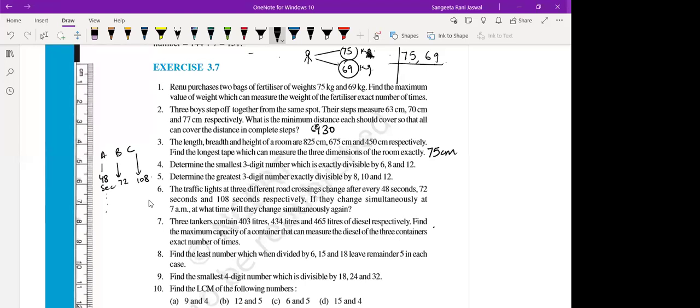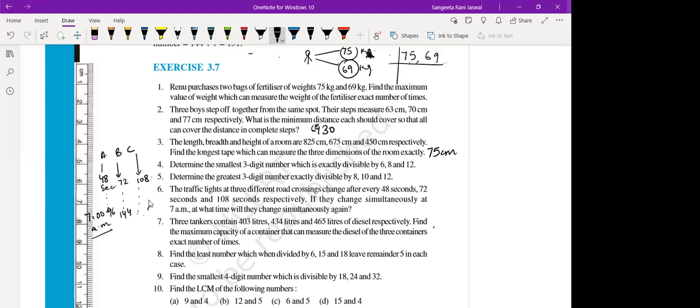So after some time interval, each will change again. Suppose they changed together at 7 a.m. When will they next change together? That is the question. Light A will change again after another 48 seconds, so 48 plus 48 will be 96. 72 plus 72 will be 144. 108 plus 108 will be some bigger number. So what you are getting are the multiples of these.